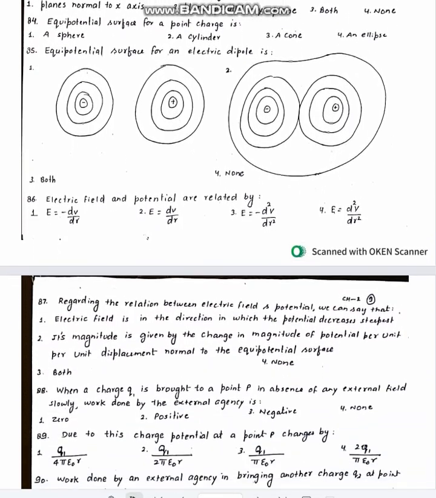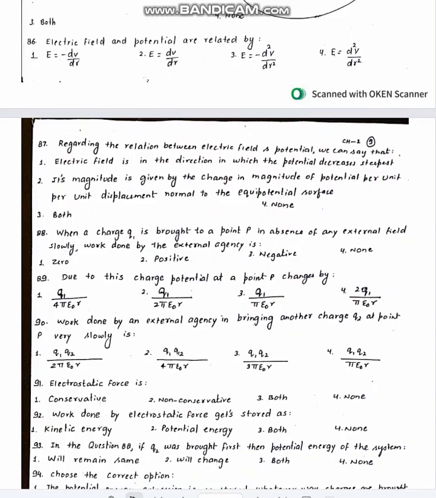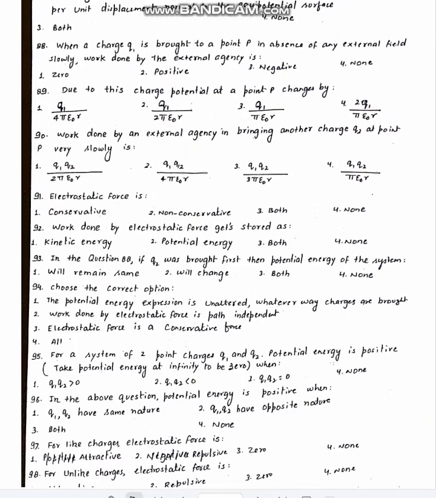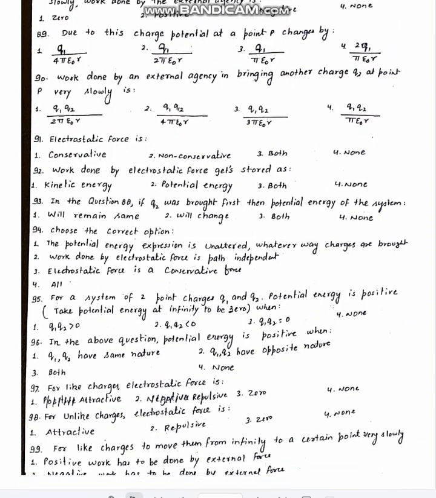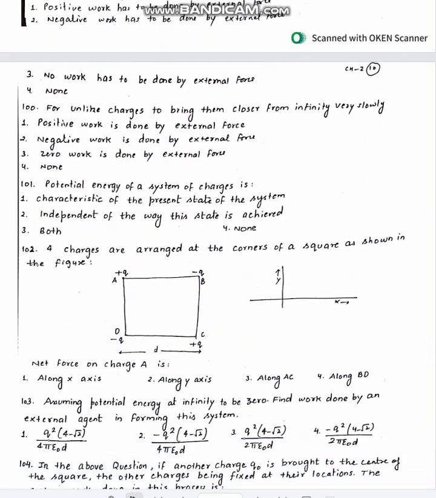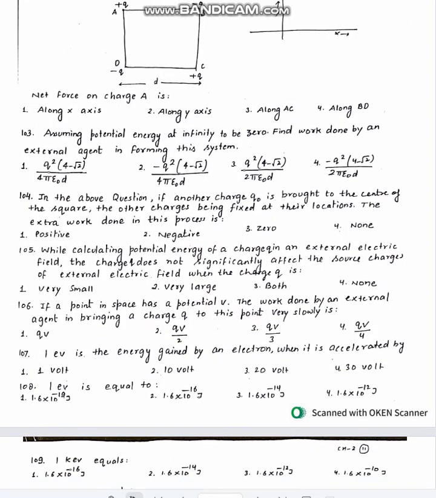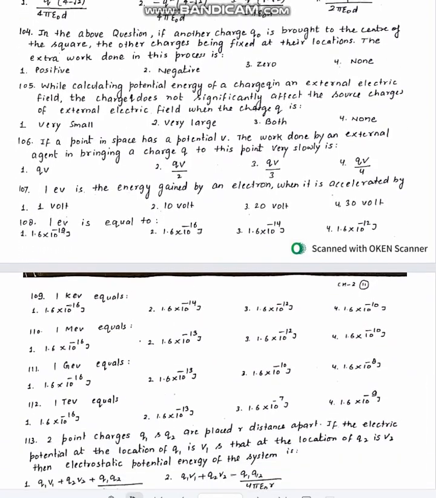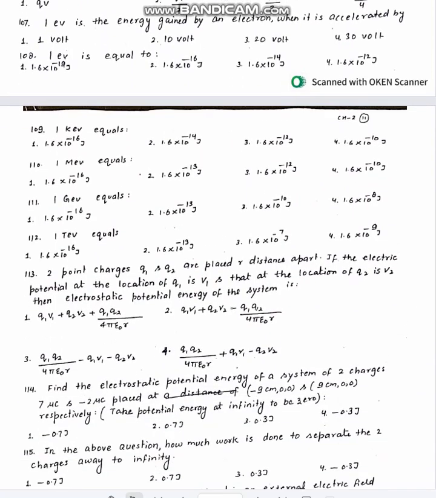Then relation between field and potential, some mathematical questions based on that, work done, change in potential energy of the system. Then conditions for positive and negative potential energies, like and repelled charges. Then we have a square based problem, calculation of potential energy of the system, potential of the system, work done, etc. Then relation between electron volt and volt and joule in different cases.